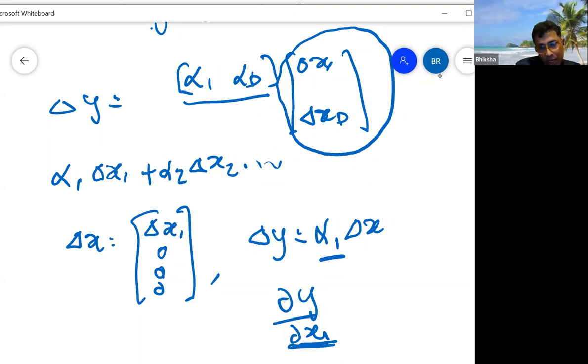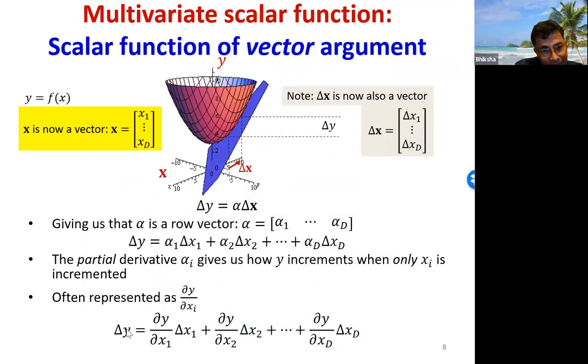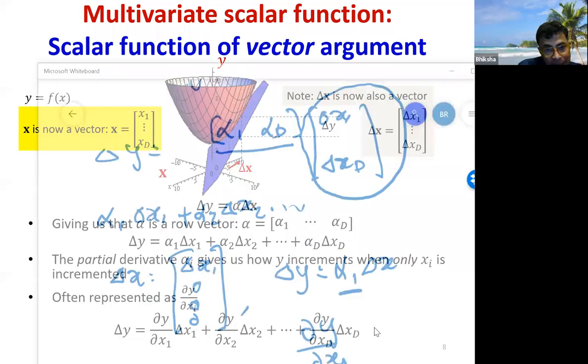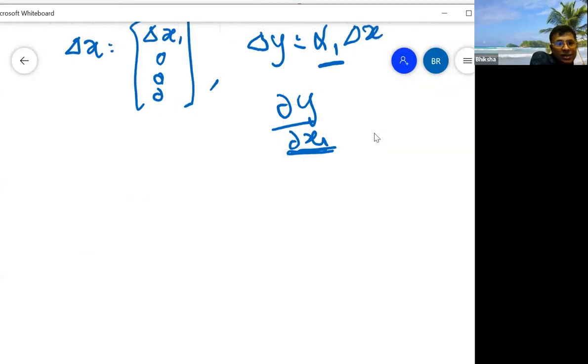You've all heard the term partial derivatives, of course, right? And so delta y is going to be the partial derivative with respect to x1 times delta x1 plus the partial derivative with respect to x2 times delta x2, and so on. So this is how it's going to be. Then what is the shape? What is alpha going to be? What is the derivative alpha going to be? We agreed that it's a row vector. What are the components?